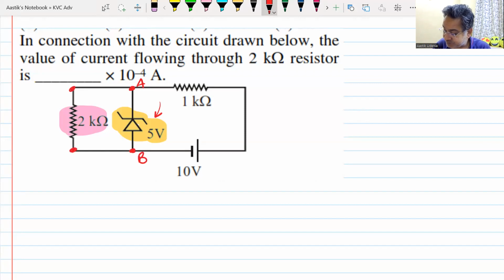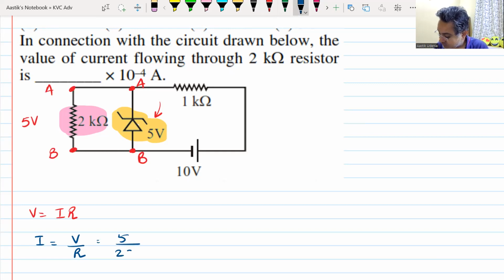That means the voltage drop across these two points would also be 5 volts. V is equal to IR is the only formula that we have seen. So from there, you can find out the value of current, I equals V by R. V is 5, resistance is 2 into 10 raised to the power 3. So your answer will be 25 into 10 raised to the power minus 4 ampere. So here it has to be 25. That was the answer that we were looking at. I hope you have understood this question. Yes or no? Yes, sir.